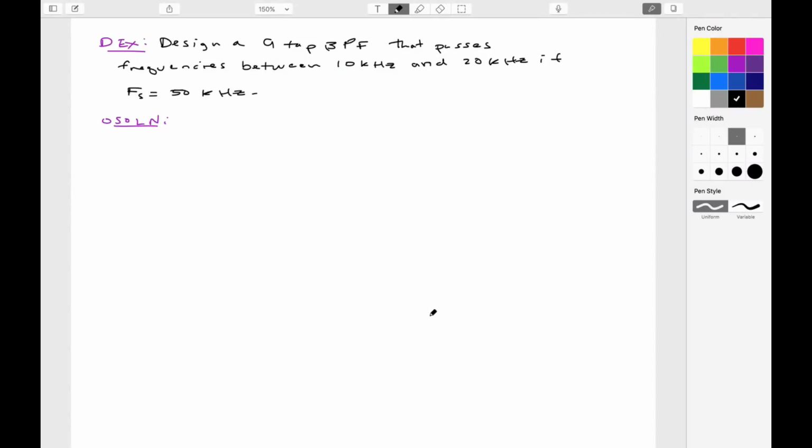Okay, this video has the demonstration for an example of designing an FIR bandpass filter with a window. All right, so let's design a 9-tap bandpass filter. First thing I would do is find out what the cutoff frequencies are.